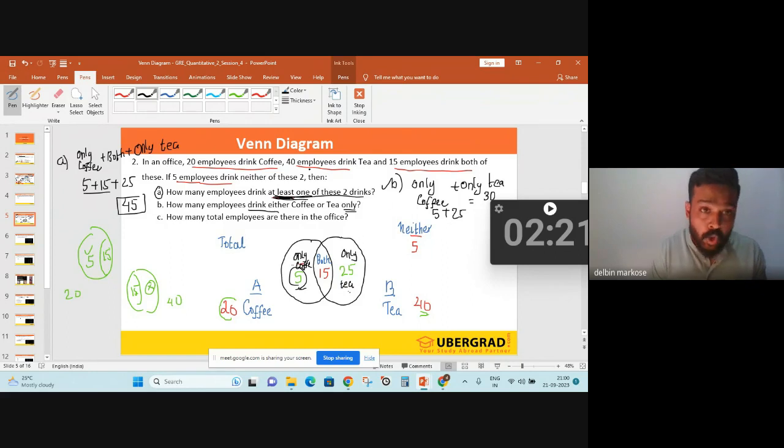Are you talking about option A? Look at this one, minimum, right? So Ashwin was asking why we consider both, sir, for the first question. Just read this question carefully. How many employees drink minimum one of these two drinks? So what are the options? He can drink only coffee, only tea. Both means he can drink coffee also, tea also. So we have to be careful about this. Okay, I know this part.